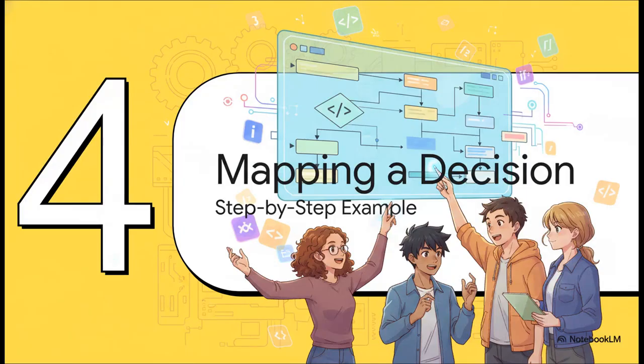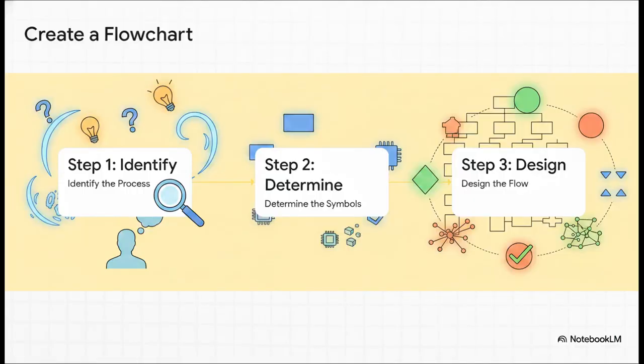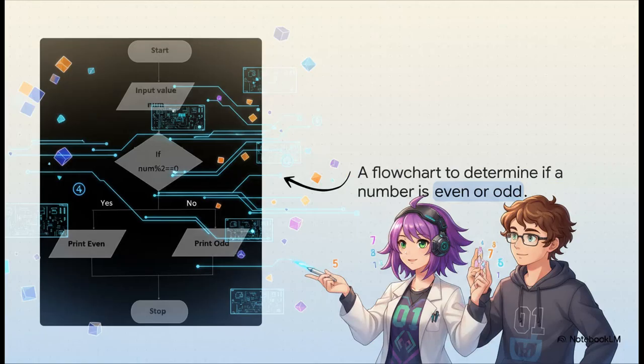All right, let's see how these symbols come together in a real-world example. We're going to take a super common programming task and map it out visually, step by step. The process for making one is really straightforward. First, you just need to clearly define the problem you're trying to solve. Second, you think about which symbols you're going to need for each step. And third, you just connect them all together in a logical sequence. That's it.